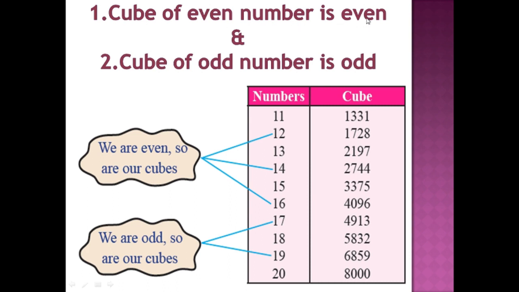For example, let's see here. Find out even numbers from these numbers. 12 is an even number, 14, 16. We have taken these three examples. If we find the cube of 12, we will get 1728, which is also an even number. Now, the cube of 14 will be 2744. This is also an even number.